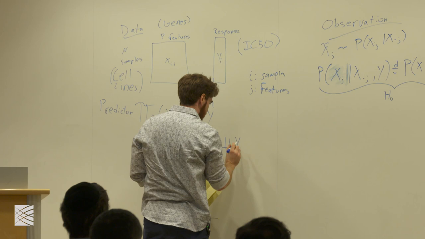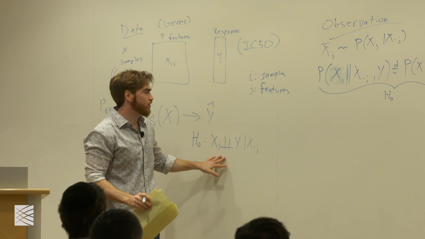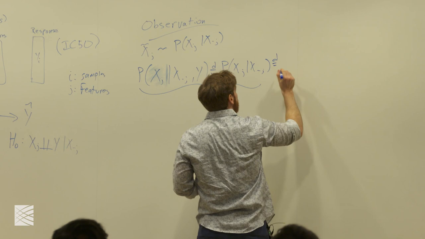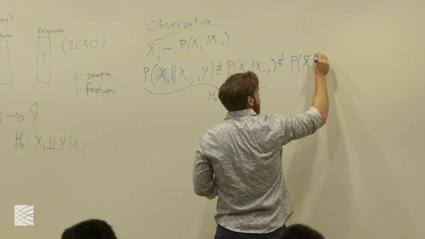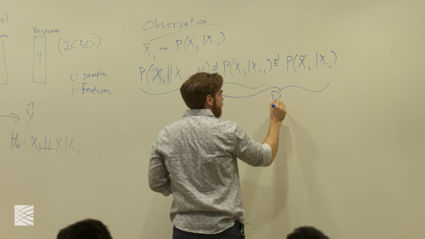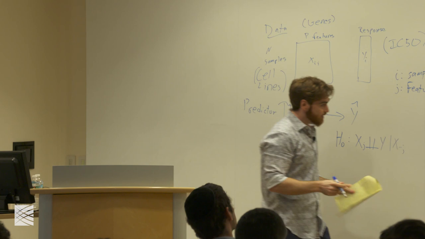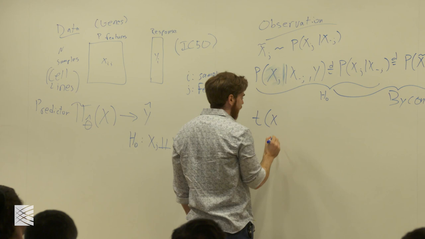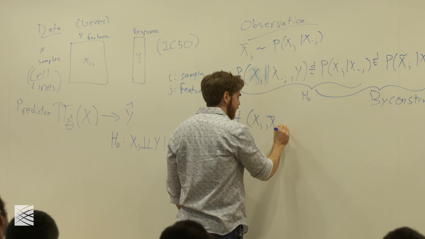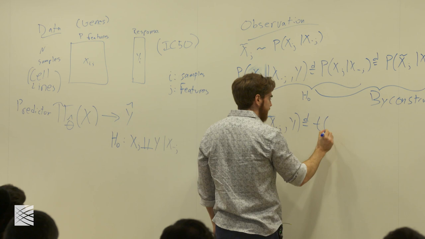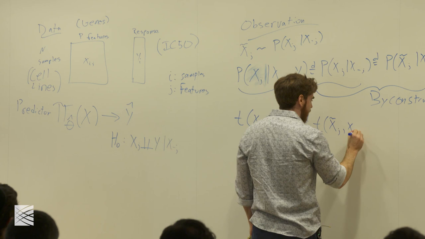So just by assumption, this is true. But since we've also constructed this guy, we know that this is equal in distribution to the probability of x tilde j given x naught j, where this part is by construction. So it's a really, really simple observation. But what it tells us is that if I take any test statistic, t, of xj, x naught j, and y, it should be equal in distribution to that same test statistic on x tilde j, x naught j, and y under the null.